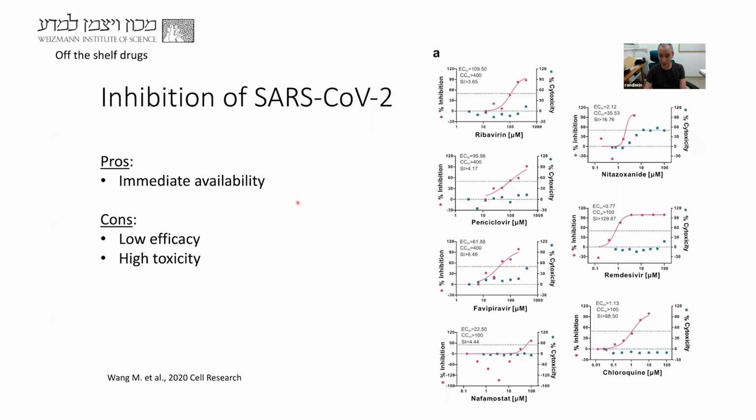The pros of using those kinds of drugs is that they are immediately available. Some of them have shown low efficacy in the past. It could be better in this case, but we still don't have data for that. I just want to mention that there are several clinical trials that already started with remdesivir. We're still waiting for results, and until then, we won't know for sure if it's really effective against the virus in treating patients. Some of the compounds that I'm showing here have high toxicity.